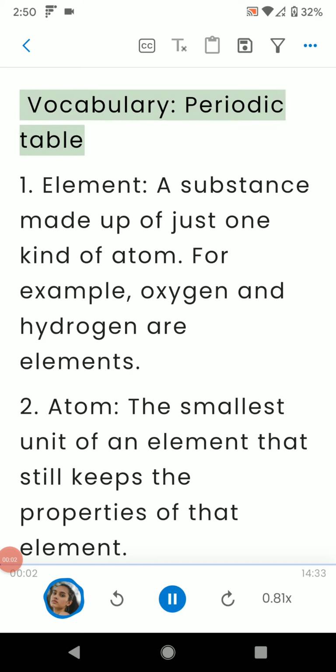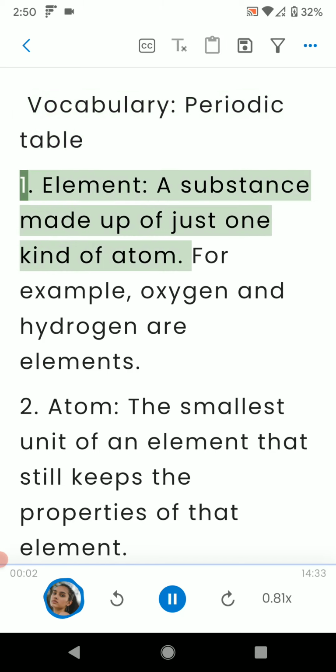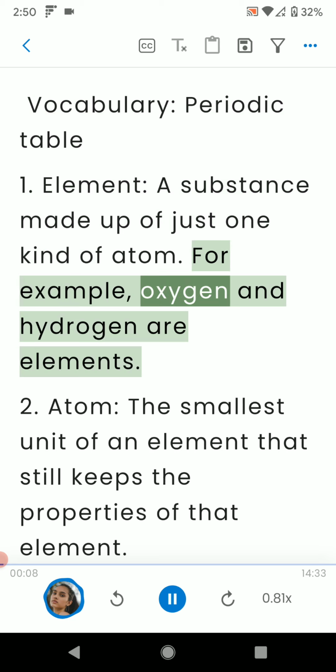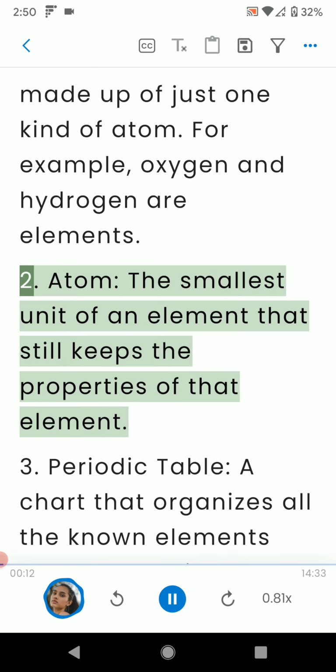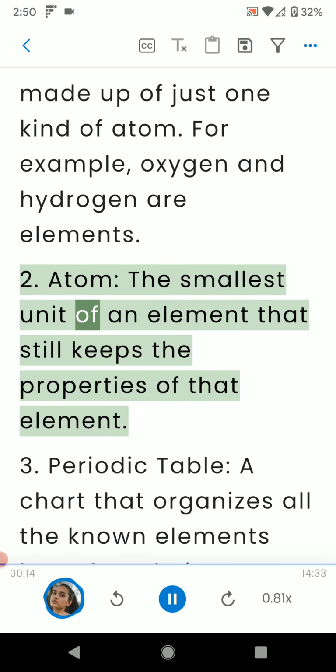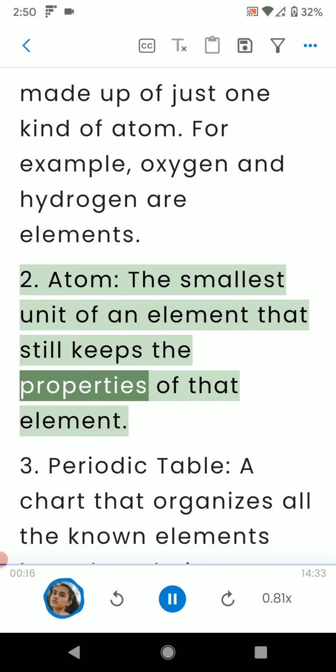Vocabulary, periodic table. 1. Element, a substance made up of just one kind of atom. For example, oxygen and hydrogen are elements. 2. Atom, the smallest unit of an element that still keeps the properties of that element.